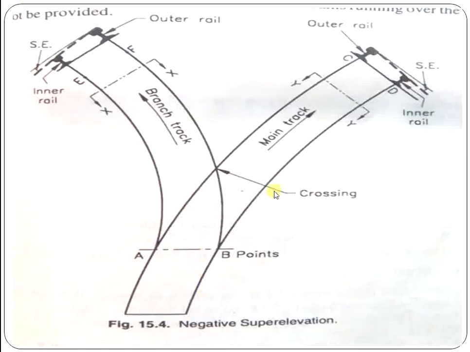This is the image of this negative superelevation or negative cant. Here we see the main track and this is the branch track. At the branch track, here we see that this is the outer rail. It is raised as compared to the inner rail. The outer rail is raised compared to the inner rail.